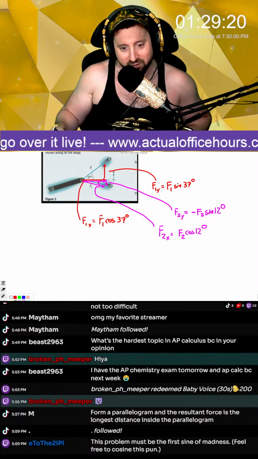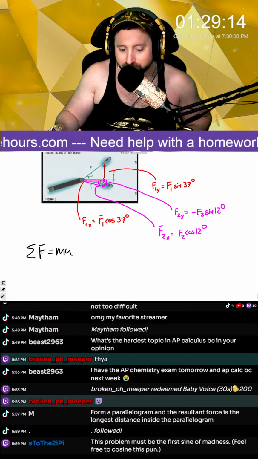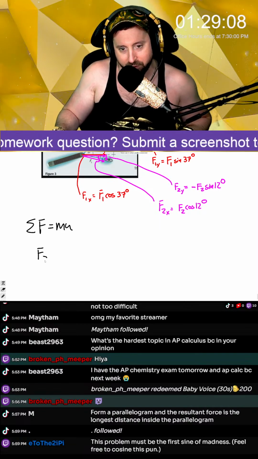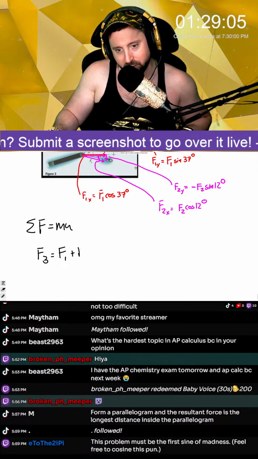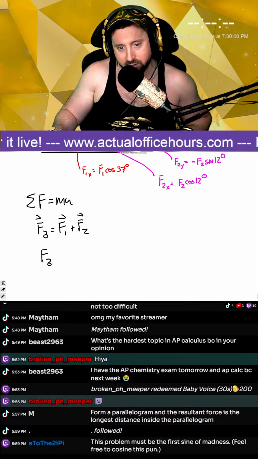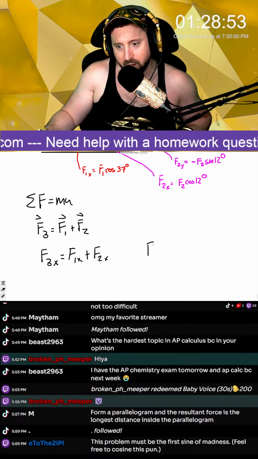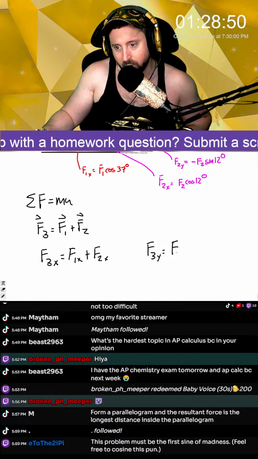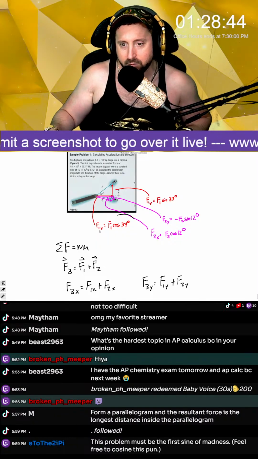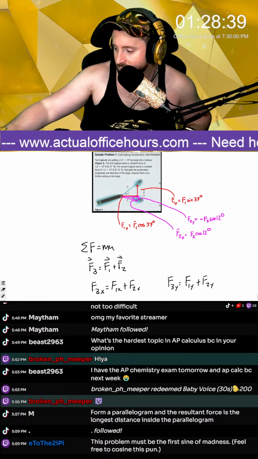Correct. Yes. Okay, so then to get acceleration, sum of forces is equal to mass times acceleration. So we need to add the components back up. So we could say F3 is equal to F1 plus F2. Let's make that the resultant force. So then F3x is going to equal F1x plus F2x, then F3y is going to equal F1y plus F2y. So all that's left is we've got to calculate some numbers, which is annoying. But sure.